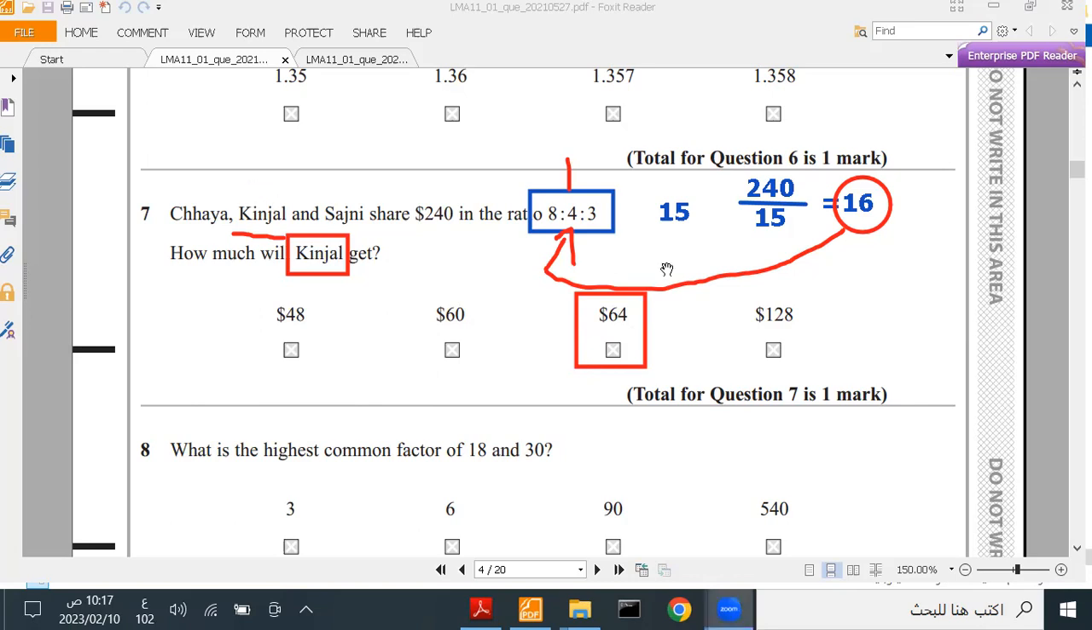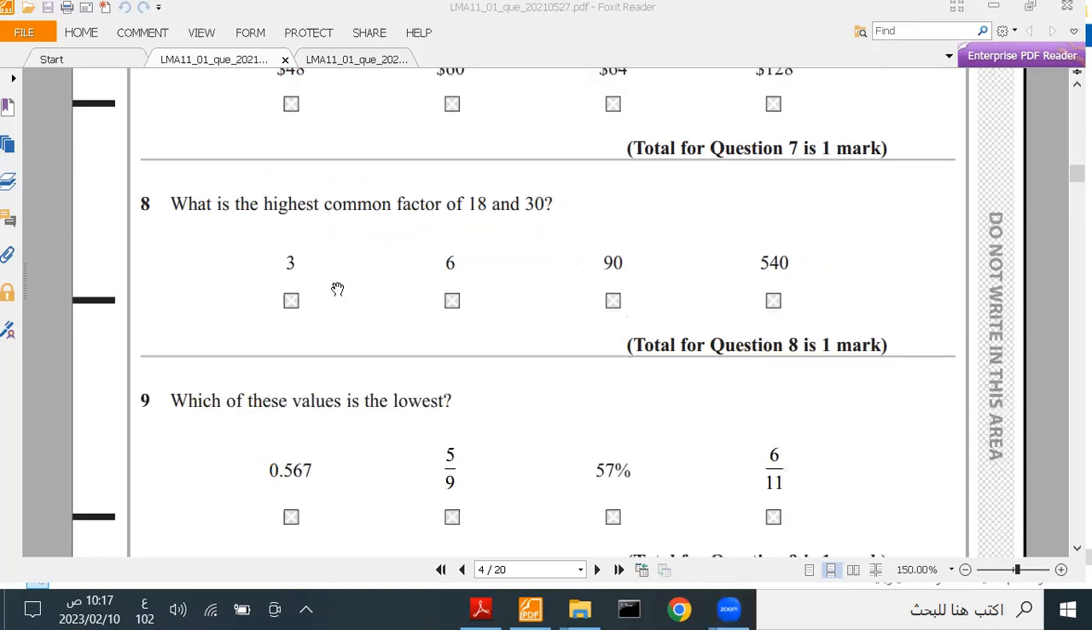So again, for the last time, we take the ratios and add them up. All questions of ratios are like this. We take the ratios, add them up, and get a number. Then we take the money given and divide it by the number we got from the ratios. That gives a number, which we multiply by the ratio we want. Okay, that's it for question 7. Let's move on to the next one.